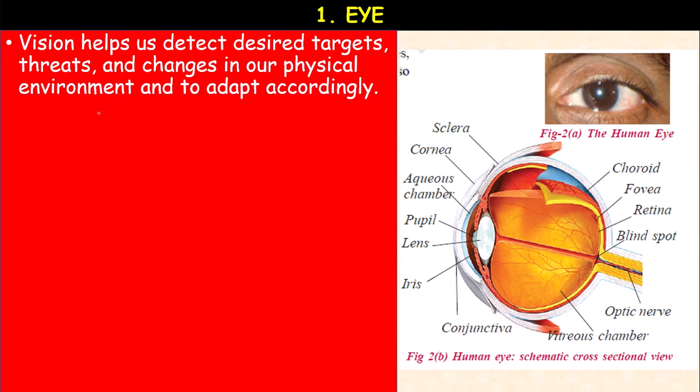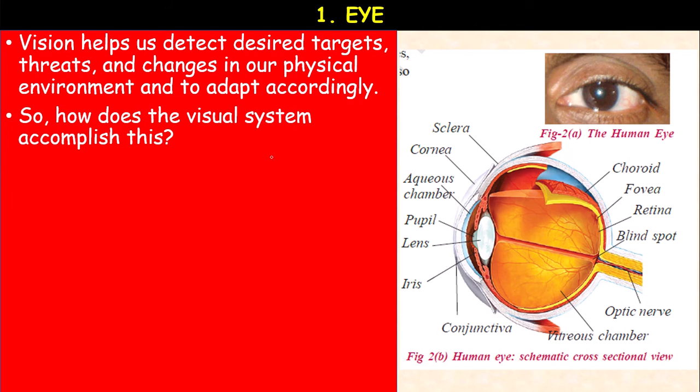Eye, it is a beautiful and most important sense organ present in our body. Vision helps us detect desired targets, threats and changes in our physical environment and to adapt accordingly. Imagine life without vision. We can't imagine. The colorful world is because of the vision, because of the eye. We are able to enjoy many things, isn't it? So, how does the visual system accomplish this?